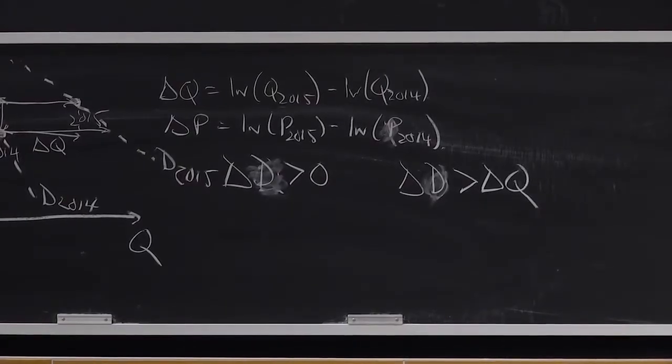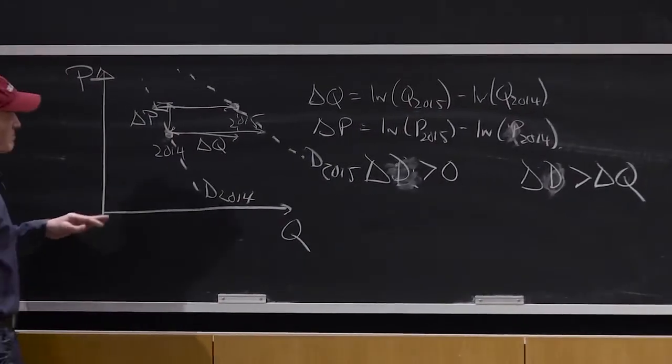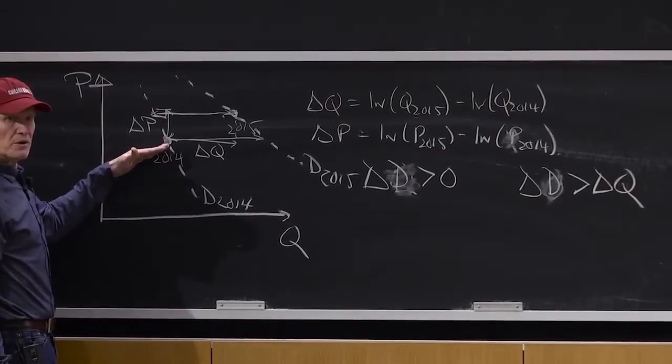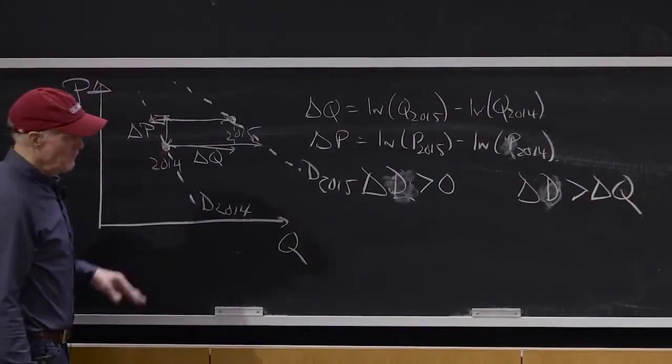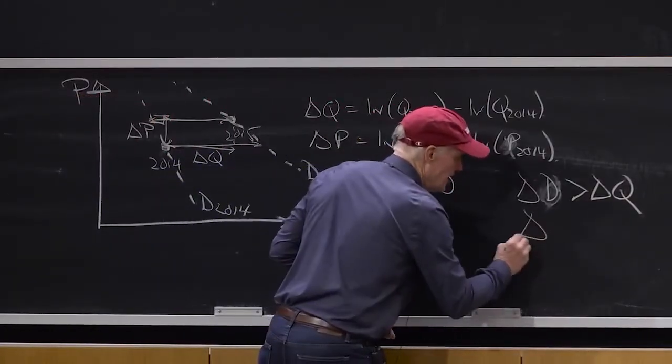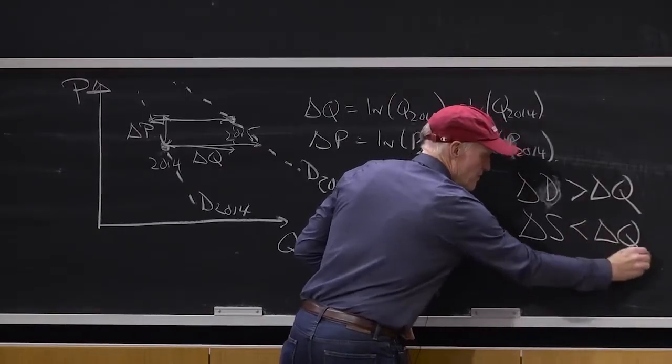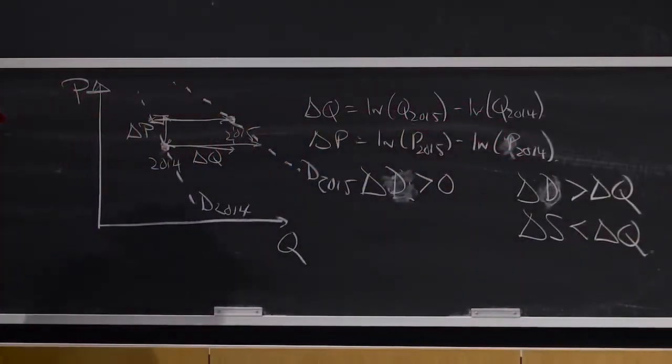Now, what about the supply side? If I have an upward sloping supply curve, then what must be true? Well, actually, by the same logic, I can prove delta S has to be less than delta Q, right? For the same reason. Just draw the same picture.